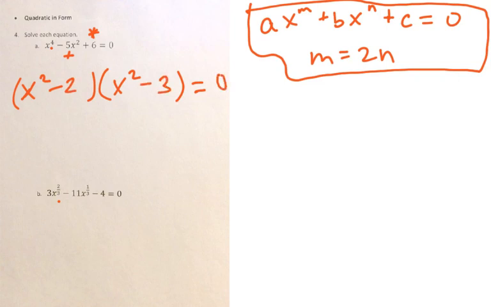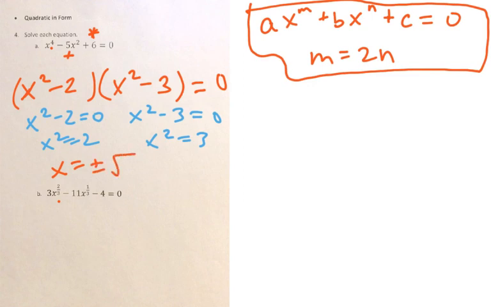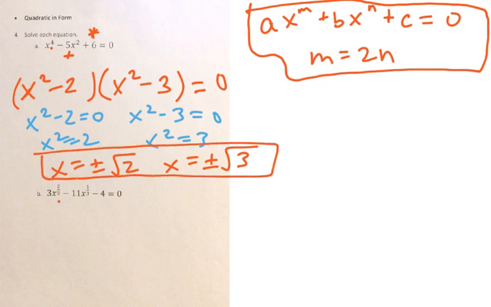So now I have two terms that I can set equal to 0. x squared minus 2 equals 0, and x squared minus 3 equals 0. So we end up getting that x squared equals 2, and x squared equals 3. When I take the square root of both sides, we end up with x equals plus or minus the square root of 2, and x equals plus or minus the square root of 3, which gives us 4 solutions, which makes sense because that is a 4th degree polynomial.